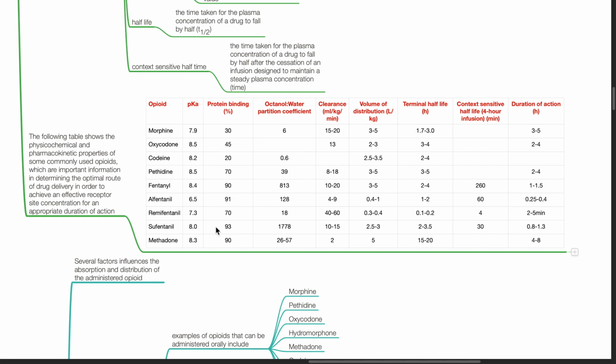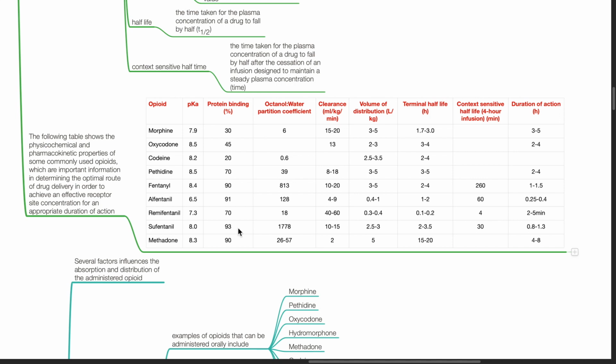For remifentanil, the pKa is 7.3, protein binding 70%, octanol-water partition coefficient is 18, clearance is 40 to 60 ml per kg per minute, volume of distribution is 0.3 to 0.4 liters per kg, terminal half-life 0.1 to 0.2 hours, context-sensitive half-life for a 4-hour infusion is 4 minutes, duration of action 2 to 5 minutes.